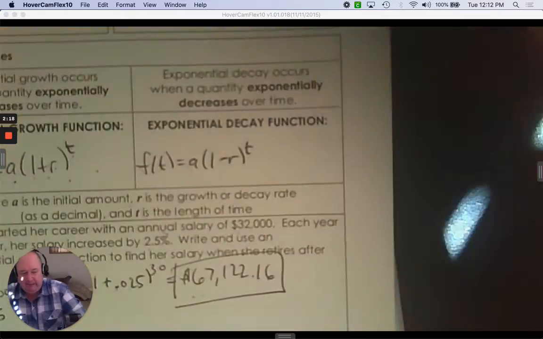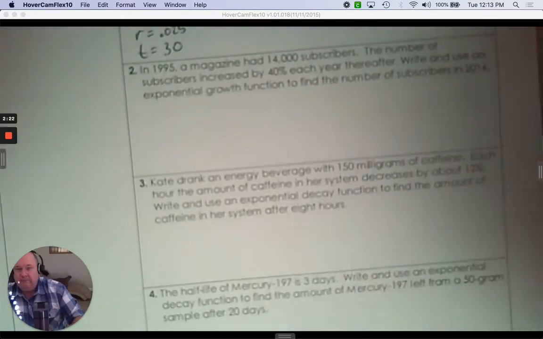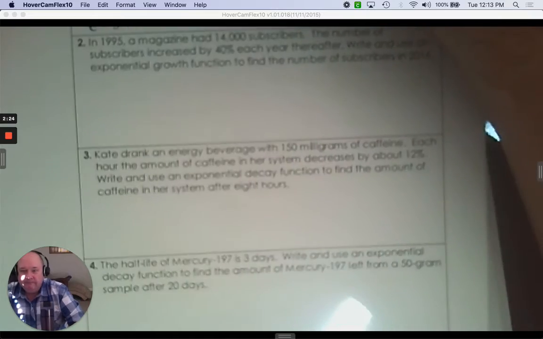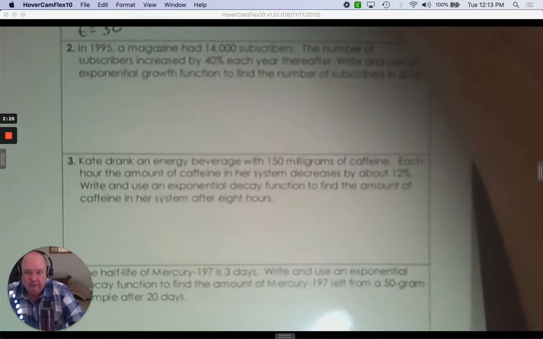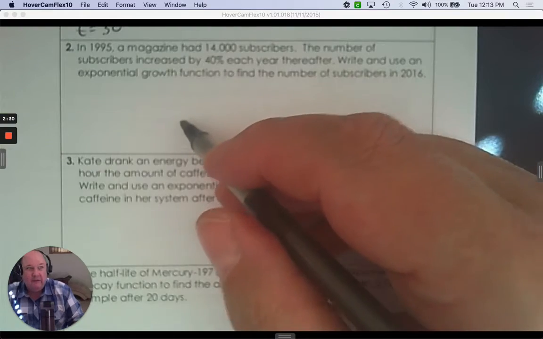I'm going to move my camera over a little bit more here. So, number 2. There's number 2. You can see my camera right here in front of me. I'm trying to avoid the sun through my blinds.